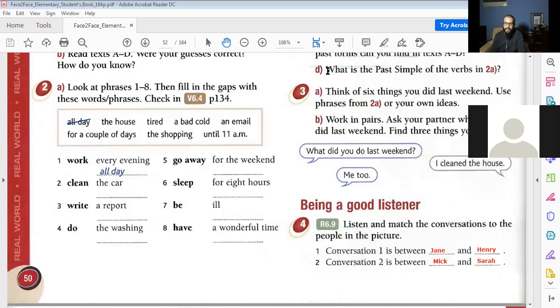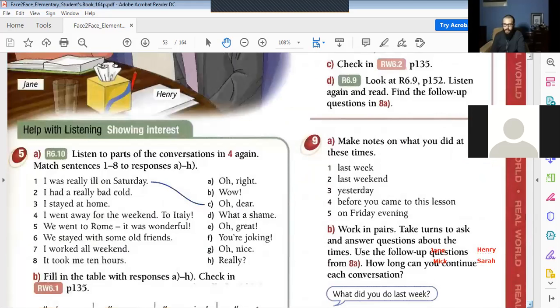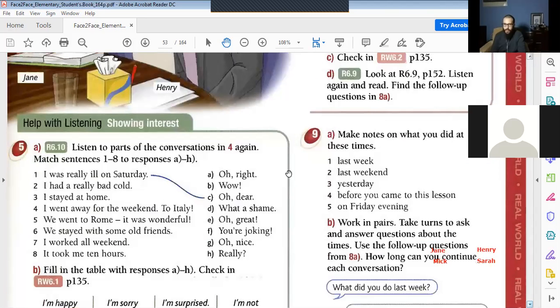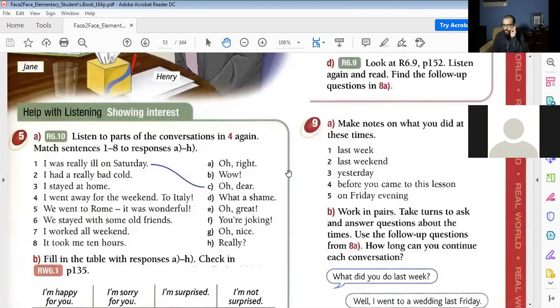All right, very nice. Okay, so let's take a look here at number 5. In number 5, they want us to listen to parts of the conversation in number 4 again. And we want to match each sentence with the correct response. So I want you here to check this word. Sorry, just a second. Let me check something.